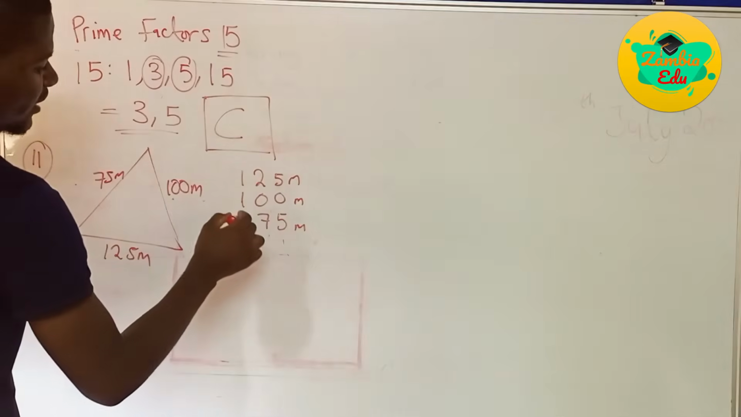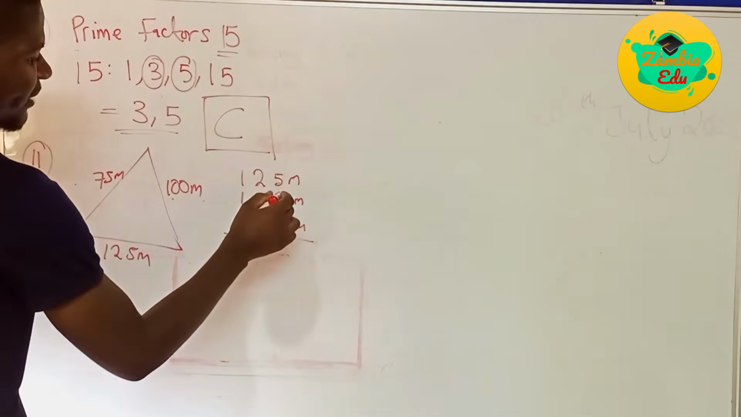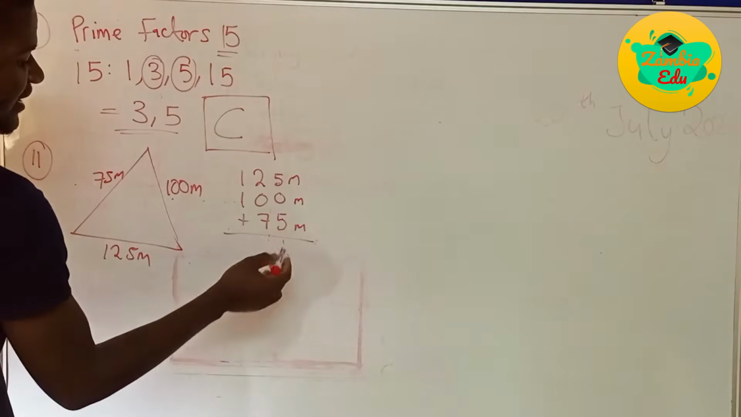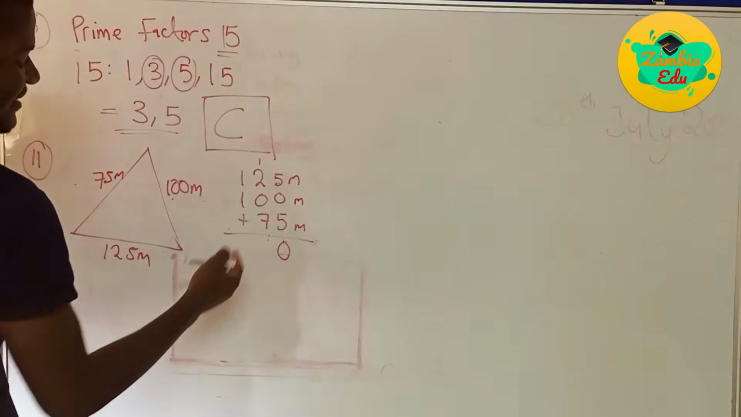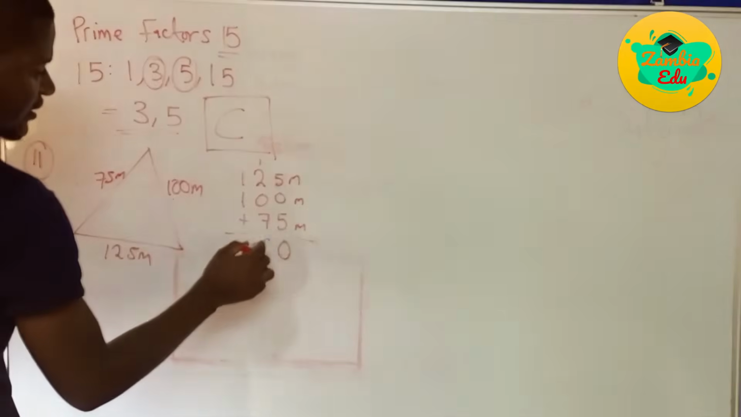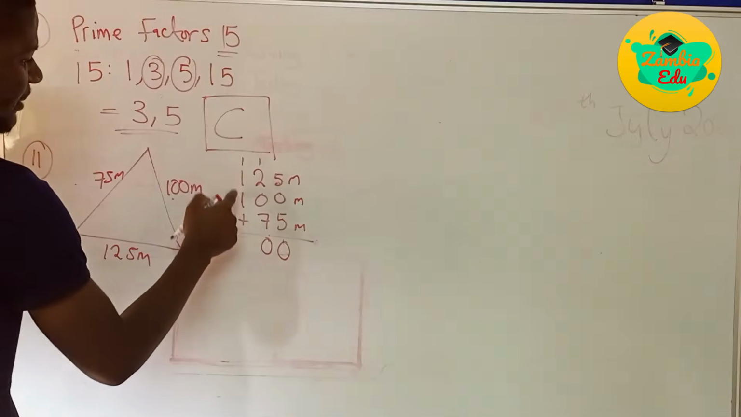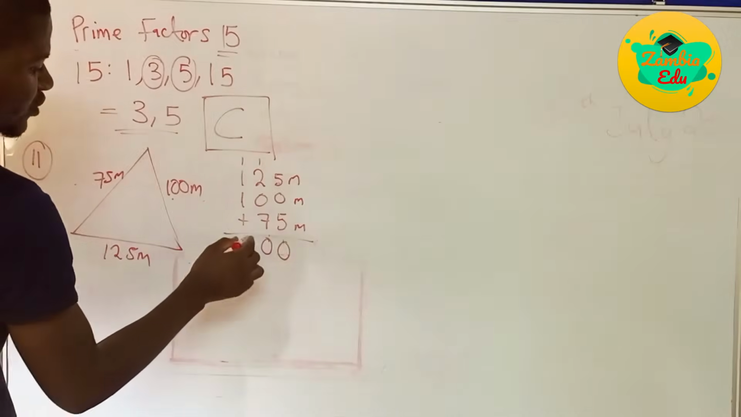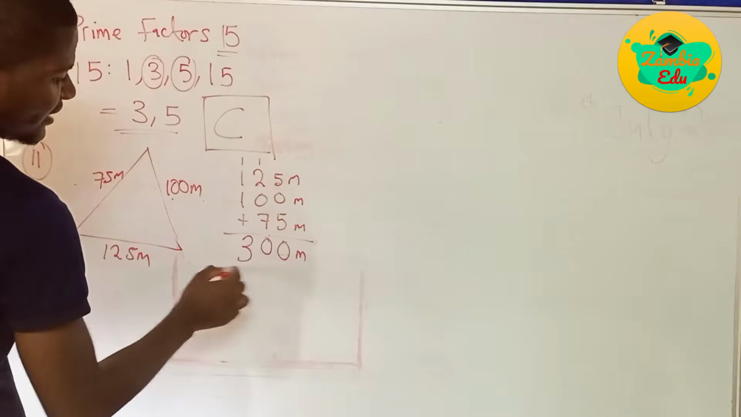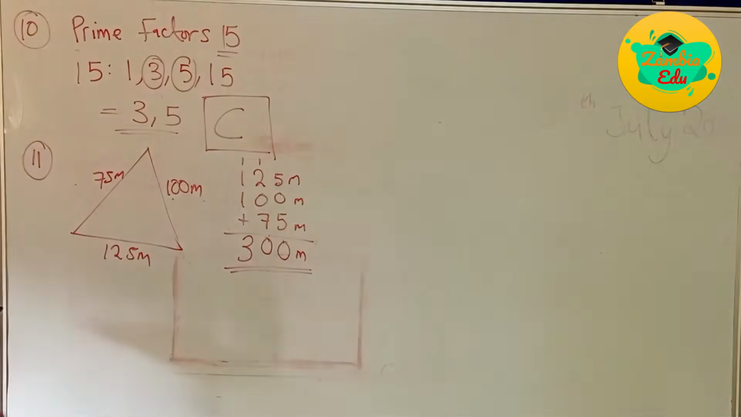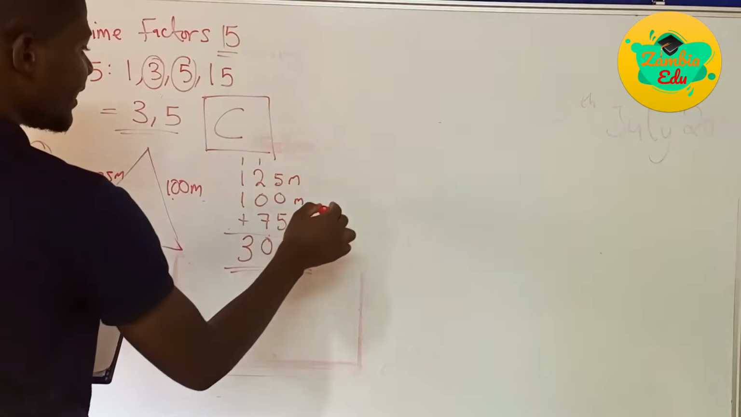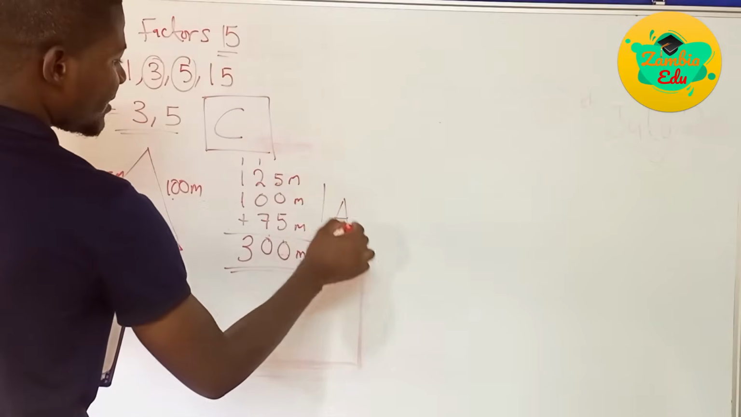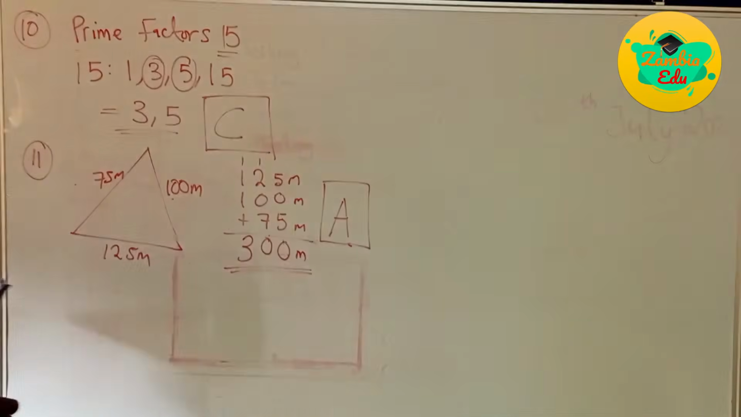Alright, so we have that. So we do our addition there. 5 plus 0, 0 plus 5, 10. So 0 carry 1. 2 plus 0, 2 plus 7, 9 plus 1, 10, so 0 carry 1. So 1 plus 1, 2, plus the remainder 1, 3. So you have 3 there, and our answer becomes 300 meters. We see that 300 meters is the answer that immediately comes up in option A. So our answer for question number 11 was A.